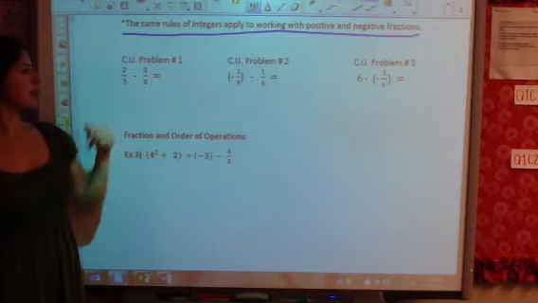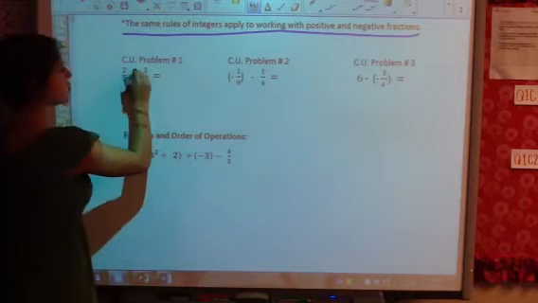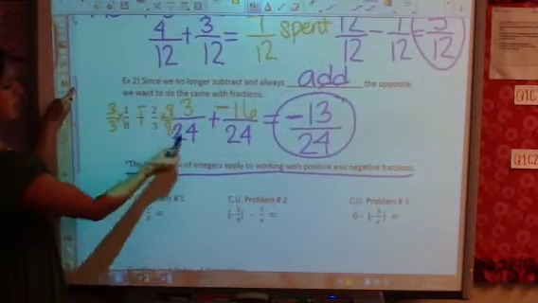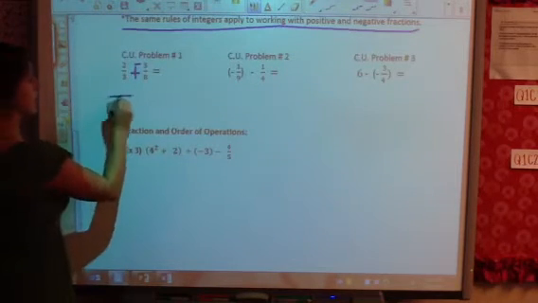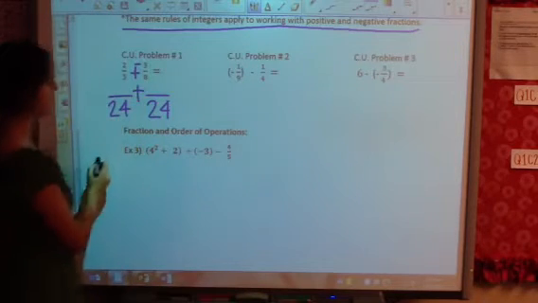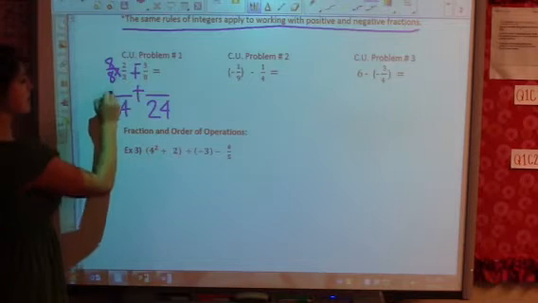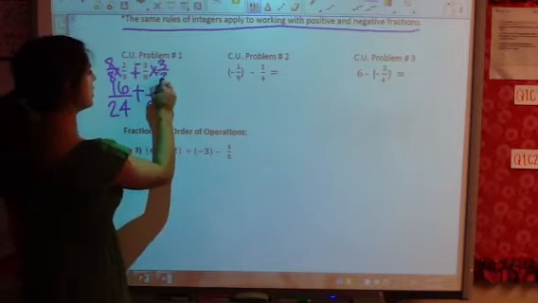Alright, so 2/3 minus 3/8. We no longer subtract, we add the opposite. So I'm going to change this to adding -3/8. And I found out earlier that 24 was my common denominator of 3 and 8. So I'm going to just use that again. I'm going to write it down here. So I need to multiply this by 8 over 8, and I get 16 24ths, and I need to multiply this by 3 over 3.